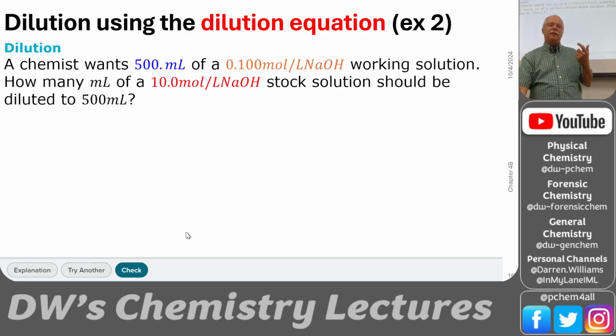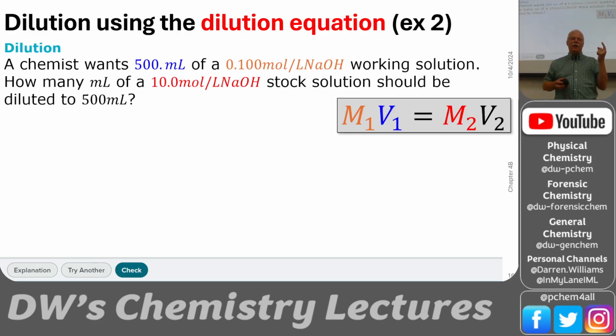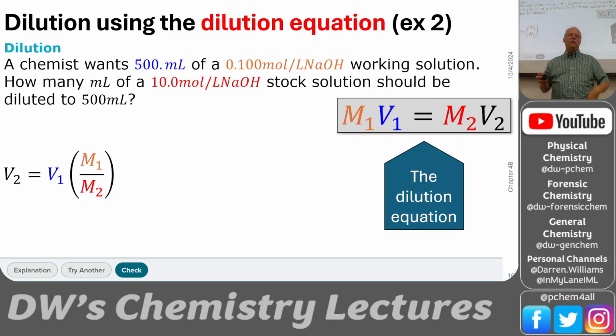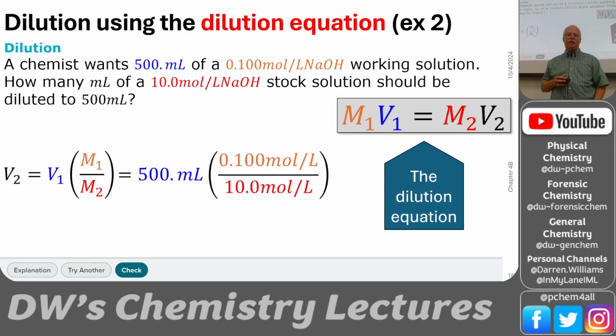We can do the same thing with the dilution equation. Here are my 3 color-coded things. I've got a concentration, M1, in orange. The volume of that is 500 mils. That's my working solution on the left. On the right is my stock solution. I've got the concentration of the stock solution, but I don't know the volume of the stock solution, so I would solve for that volume 2. It's volume 1 times the ratio of the concentrations. So I want 500 mils of the 0.1 solution, and I divide by the stock solution concentration, and I end up with 5 mils.